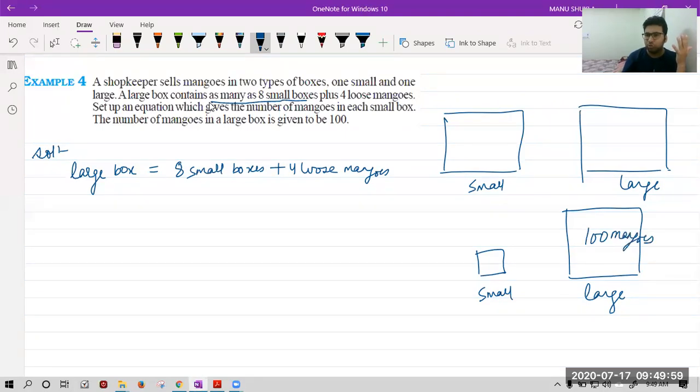That means we can assume that in the small box we have m mangoes. Now see, the large box has 100 mangoes, then we have an equal to sign, then we have 8 small boxes. That means 8 into m plus 4. This is the statement. Thank you, Kushal. It is 100 is equal to 8m plus 4.